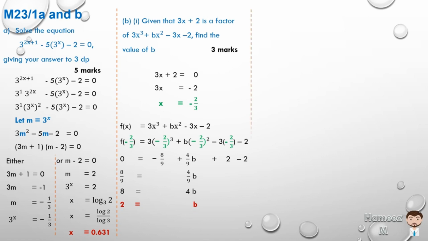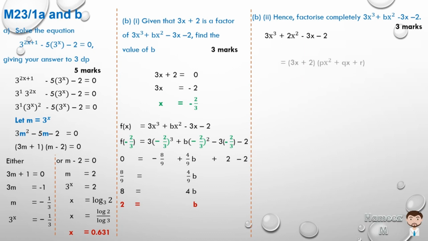B part 2, hence factorize completely 3x cubed plus bx squared minus 3x minus 2. So let's rewrite the equation. 3x cubed plus 2x squared minus 3x minus 2 is equal to, and since we want to get a cubic equation, then it'll be 3x plus 2 by a quadratic, which is px squared plus qx plus r. And there are a couple of different ways to do this. So let's multiply using the box method.